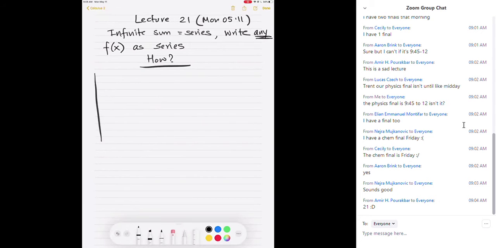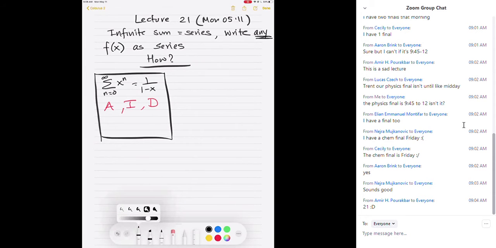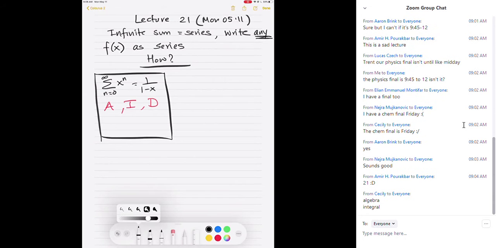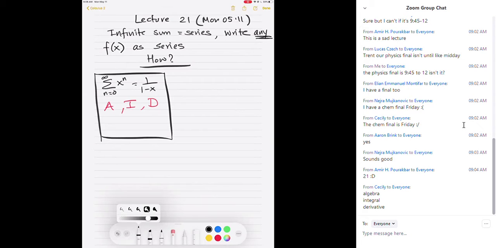How do we do it? I'm going to say we start with one box: the sum of x to the n, n equals 0 to infinity, equals 1 over 1 minus x. We use three techniques, A, I, D. Can you tell me what those are, so that we understand those notes when you read them later? You can type it in or you can unmute and say. Very good: algebra, integral, and the D is derivative.